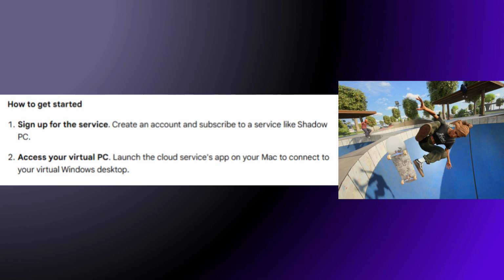How to get started. First, sign up for the service. Create an account and subscribe to a service like Shadow PC. Next, access your virtual PC. Launch the Cloud Services app on your Mac and connect to your virtual Windows desktop.